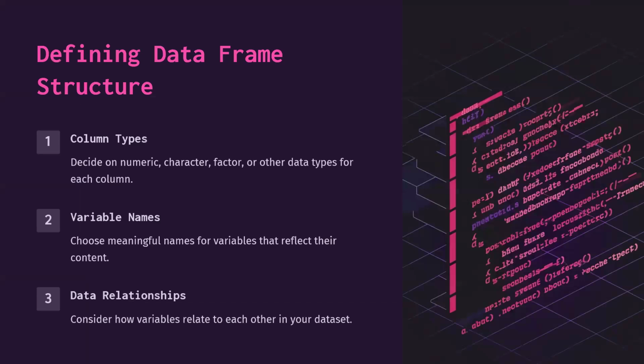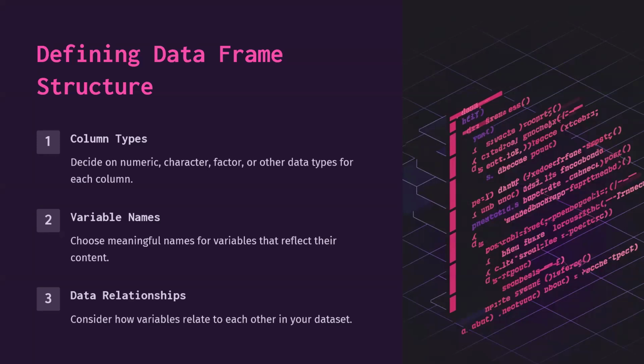Then I just wanted to explain that when you're deciding about column types, you have to decide if it's numeric, character, factor, or any other data type for each column. For the variable names, you have to choose meaningful names. This is a best practice. When you are naming data to sound professional, you don't just name it the way you want. You choose meaningful names so that they can easily be referred to in the future.